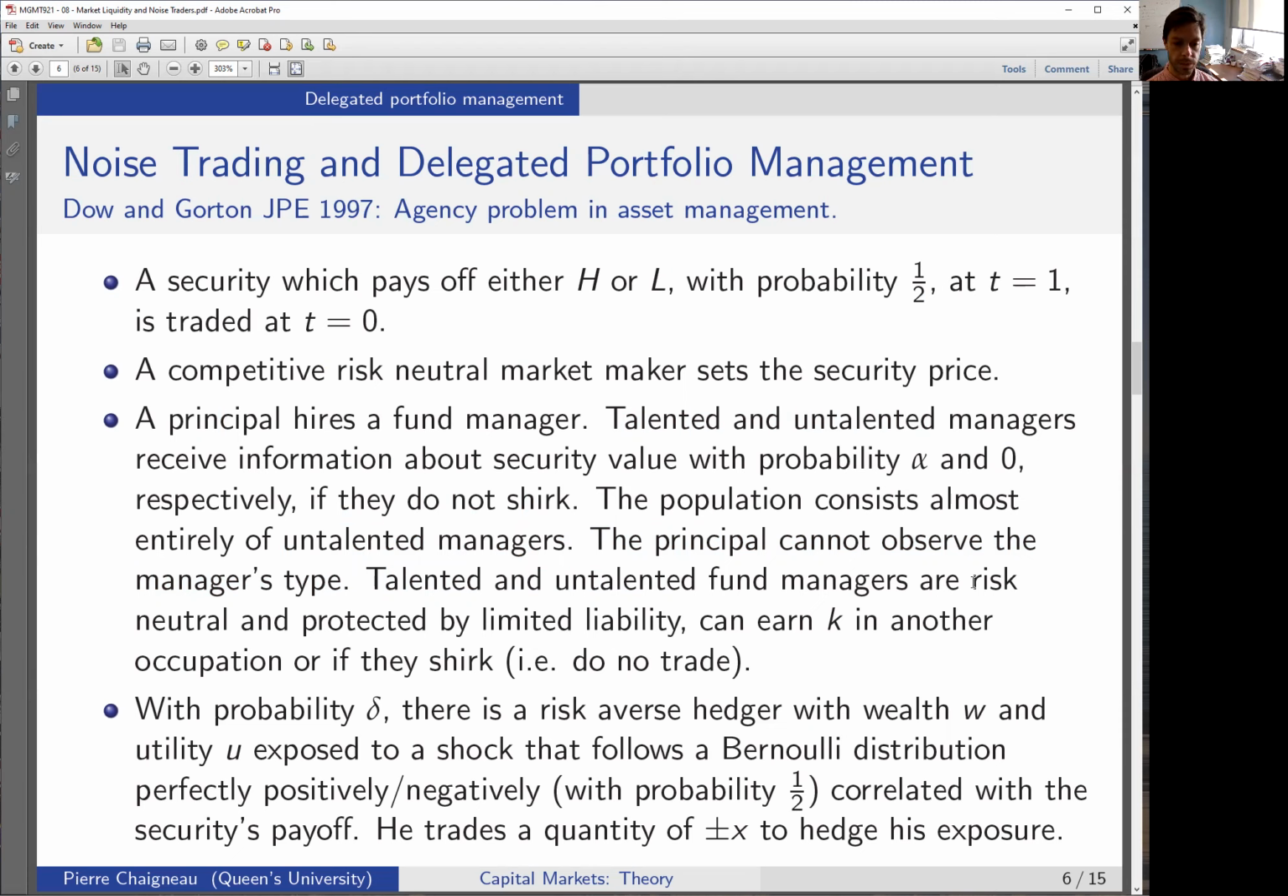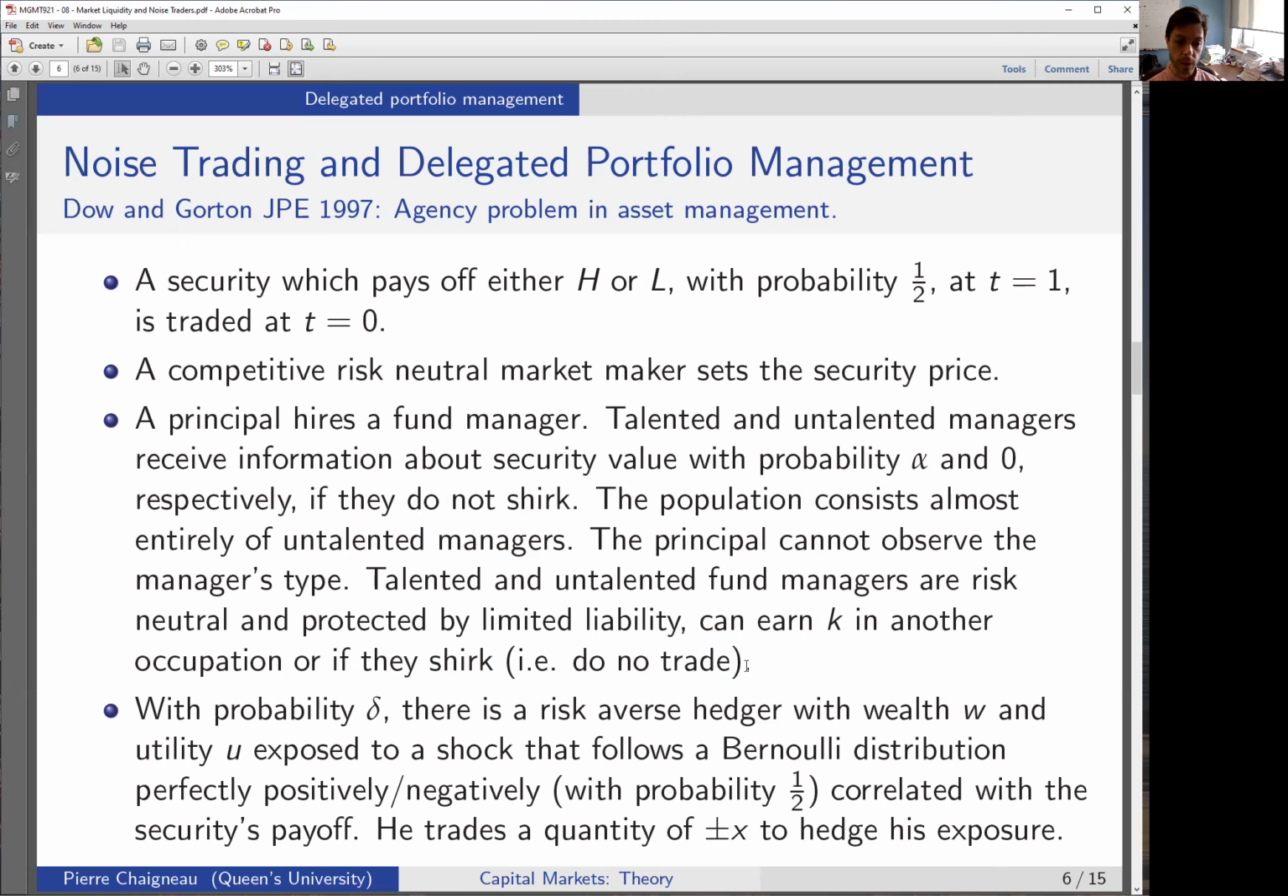Regardless of their type, fund managers are risk neutral and protected by limited liability. This is important. It means that they cannot be punished, because transfers to them must be positive. Moreover, any fund manager can earn K in another occupation. So if they take another job, if they reject the contract offer by the principal, they can earn K. They can also earn K if they accept the contract offer from the principal but do not trade. Let's say they do something else on the side. They don't really work for the principal. So they are shirking, they do not trade, in which case they will also earn K.